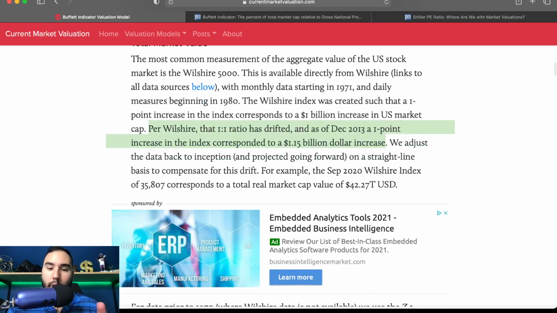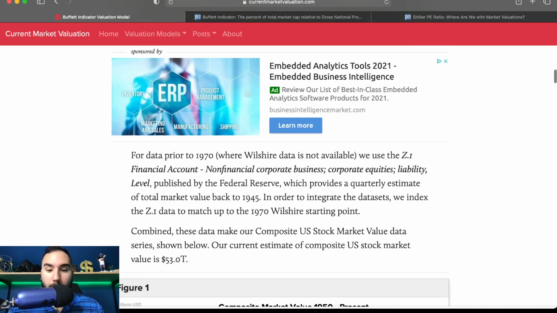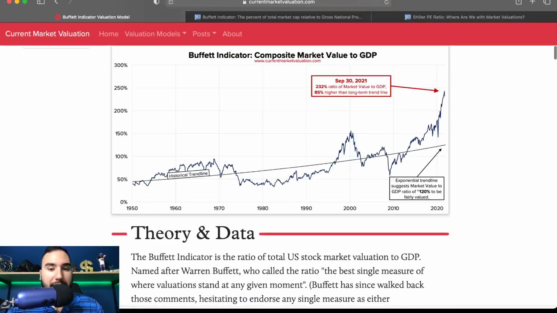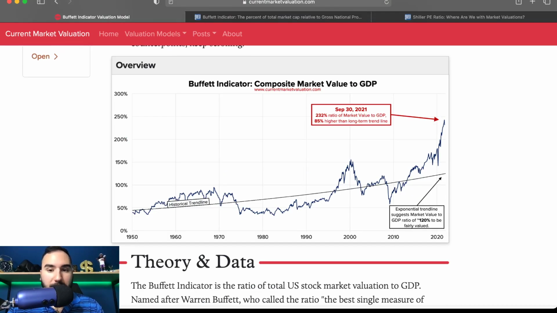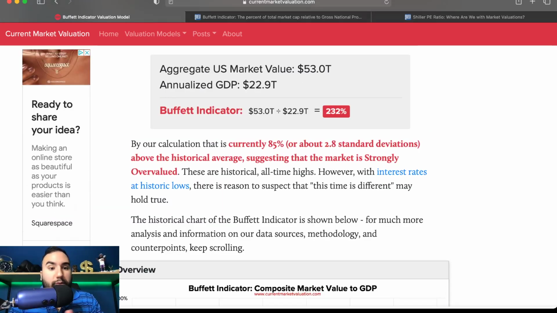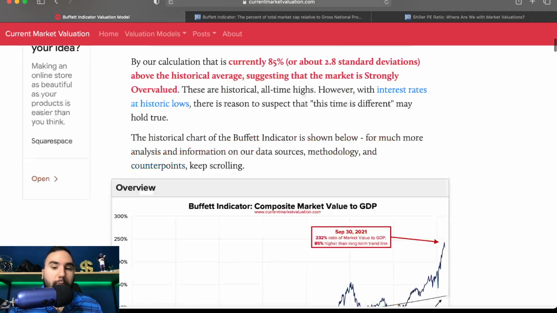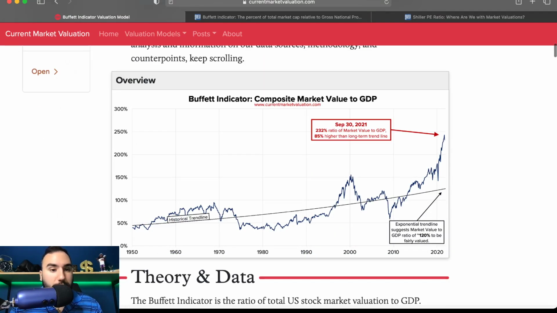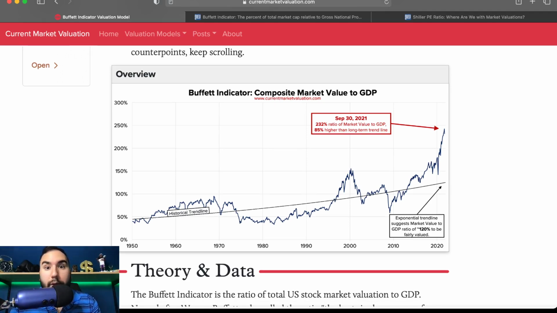So I don't want to get too in-depth into this, but the moral of the story is, guys, right now, according to the Buffett ratio indicator, whatever you want to call it, we are very overvalued. The brief way of calculating this, again, is looking at the aggregate U.S. market value, the total stock market cap, divided by the annualized GDP. And as long as we're above this historical trend line, which you guys can see in many different websites and many different forms, we are overvalued.